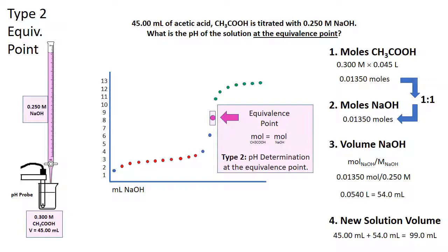Just to review, at the equivalence point, the moles of the weak acid will be equal to the moles of the strong base. By determining the number of moles of weak acid we had initially, we can also determine the number of moles of sodium hydroxide, there in step 2, as it's a 1-to-1 ratio. Then using those moles and the concentration of the sodium hydroxide, we can determine the volume of sodium hydroxide in step 3, and finally the new solution volume at the equivalence point in step 4.